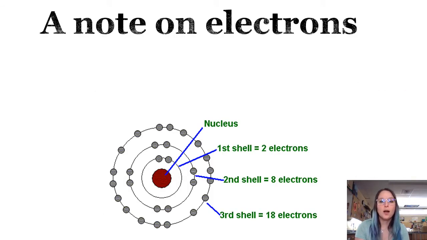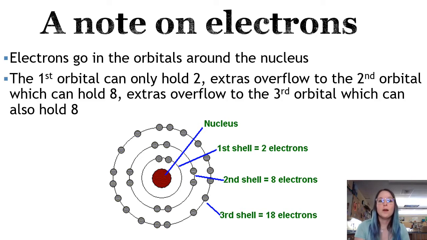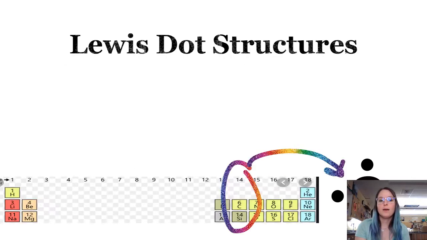Okay, so a couple notes on our electrons. Electrons go in the orbitals or shells or energy levels around the nucleus. So we want to notice the first orbital can hold only 2 electrons, and then the extras are going to overflow to the second orbital, which can hold 8, and the extras are going to overflow to the third orbital, which can also hold 8. So we call this the 2-8-8 rule. Okay, so our first shell can hold 2, and then once that's full, it overflows into the second shell. We'll have 8, and then again, once that one's full, we can fill the third up with 8. All right. So those are Bohr models.